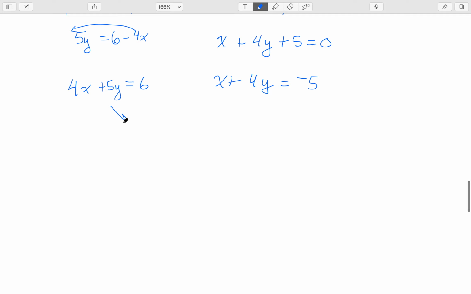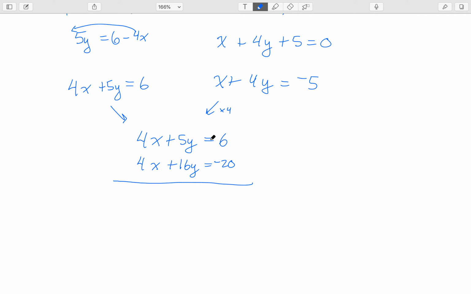So here's what we're going to do. This one I'm just going to leave it alone. 4x plus 5y is equal to 6. Leave it alone. This one I'm going to go times 4. I'm going to multiply everything by 4 because this will become a 4x. And I'm going to put it right underneath. 4x, 4 times y, plus 16y is equal to 4 times negative 5 is negative 20. Okay, I've lined them up, the equal signs, the numbers, the y's, the x's.